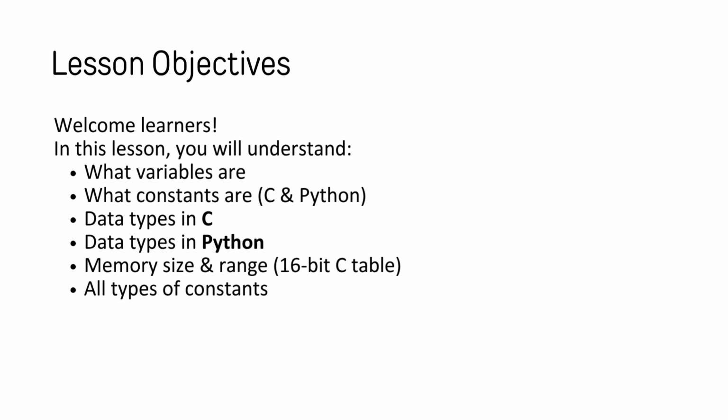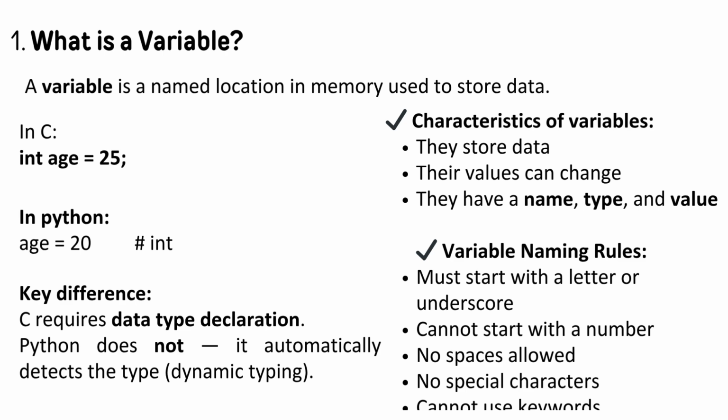By the end of these lessons, you will clearly understand how variables, constants, and data types work together to store and process information in your program. So, let's get started. So, what is a variable? A variable is a named location in memory used to store data. Think of it as a container where you can keep information that your program needs.